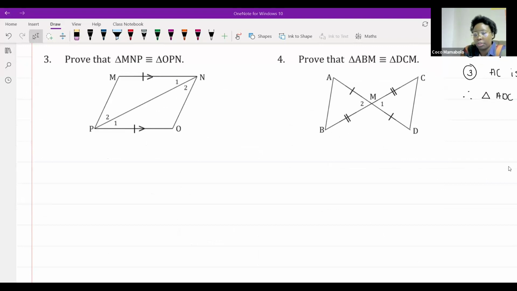Okay. Remember to start properly, guys. Proof in triangle this and in triangle that. Proof in triangle this and triangle that.